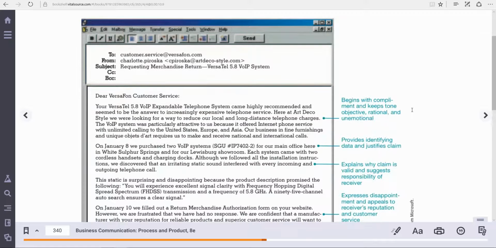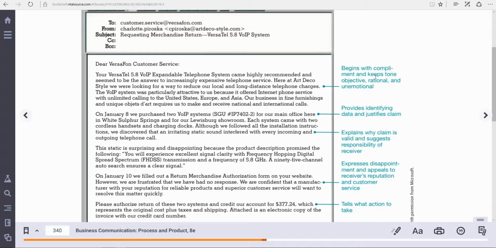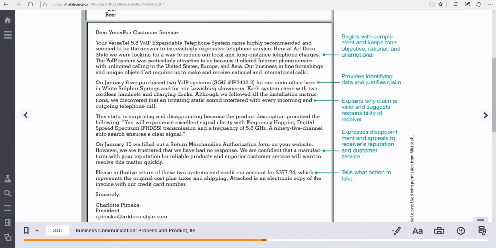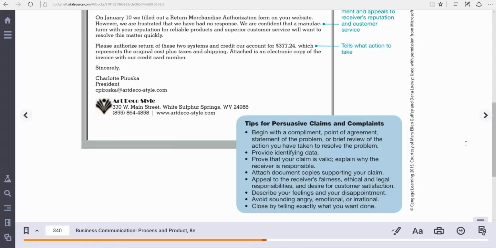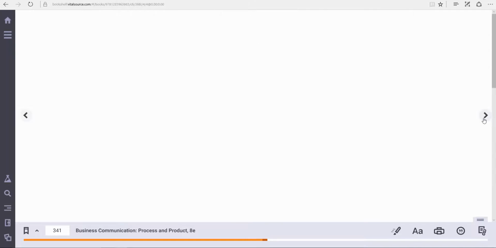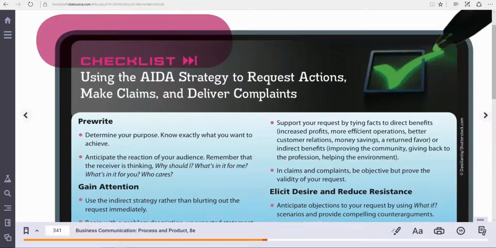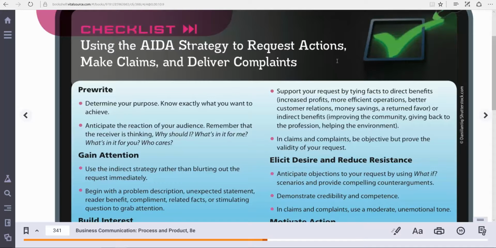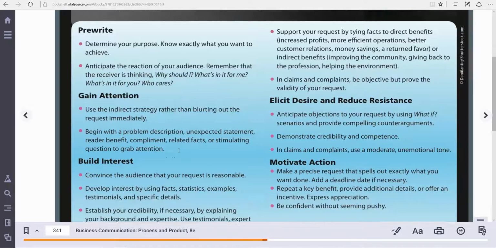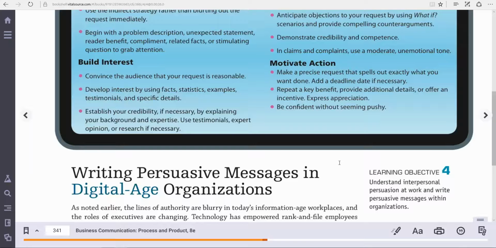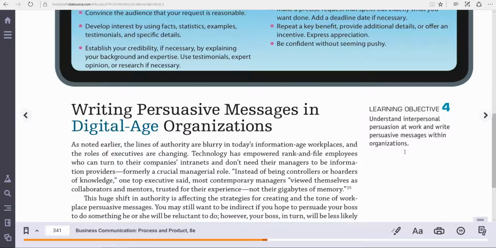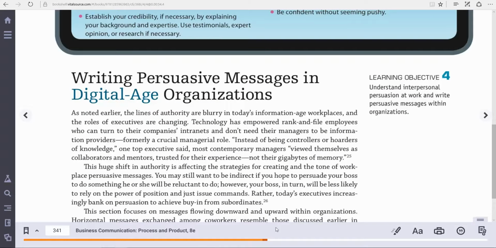So here's the letter for you to look at. Compliment, keeps tone objective, provides identifying data, explains why the claim is valid and suggests responsibility, expresses disappointment, and tells what action she would like. And here it breaks it down. Here's a checklist using the AIDA strategy. Rewrite: gain attention, build interest, elicit desire, motivate the action. And so this is learning objective 4. So I'm going to stop here for 3. Okay.